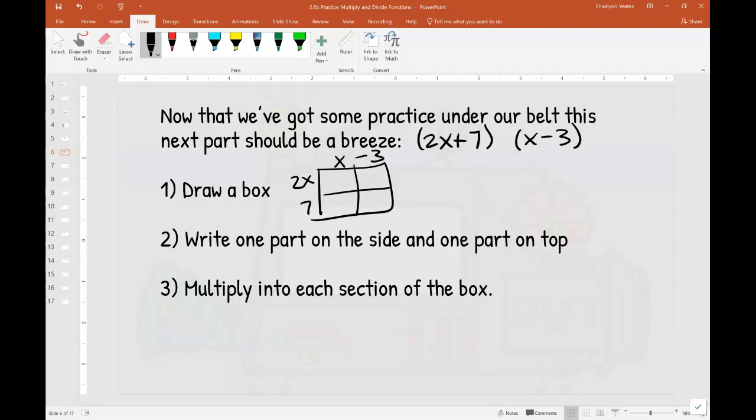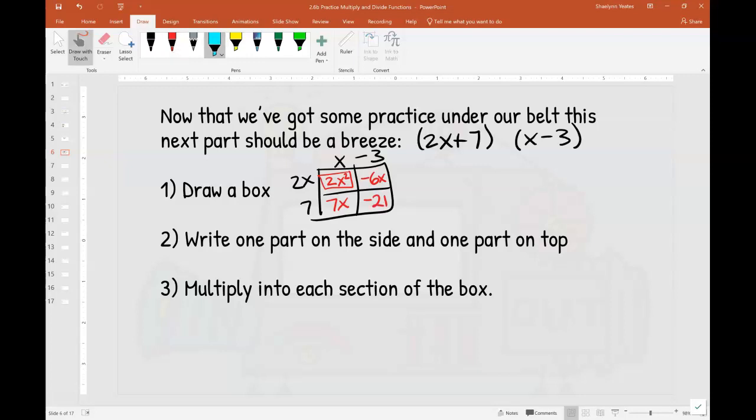If you've seen Punnett squares before, this is very, very similar. Now we just multiply into each section of the box. So in this first section, it's 2x times x, so that's 2x squared. Then we have 2x times negative 3, and that's negative 6x. x times 7 is 7x. And 7 times negative 3 is negative 21.